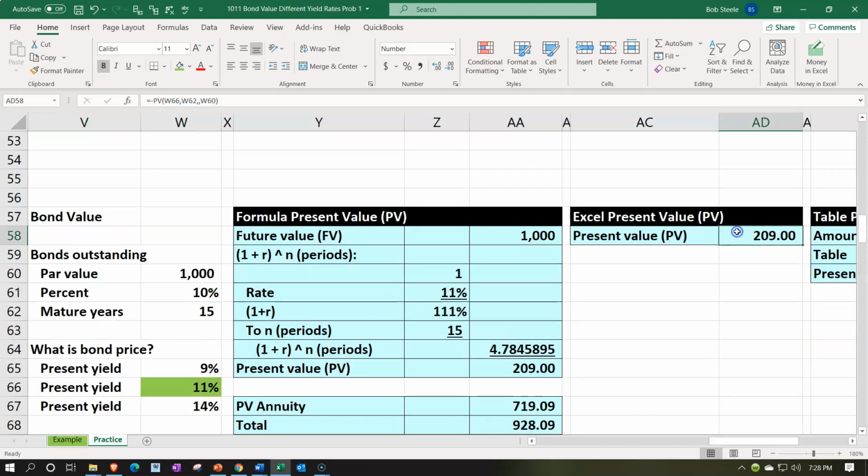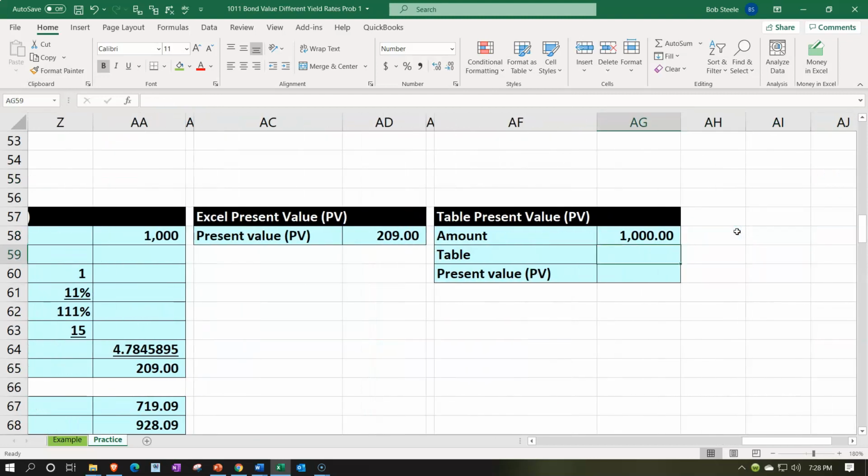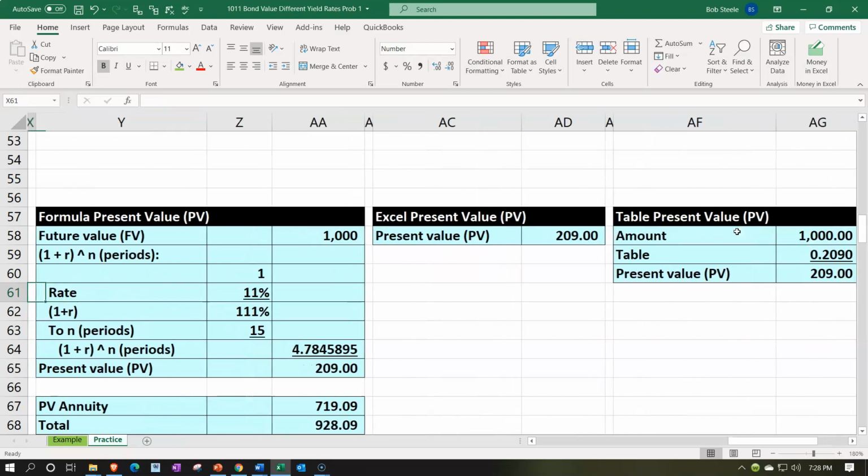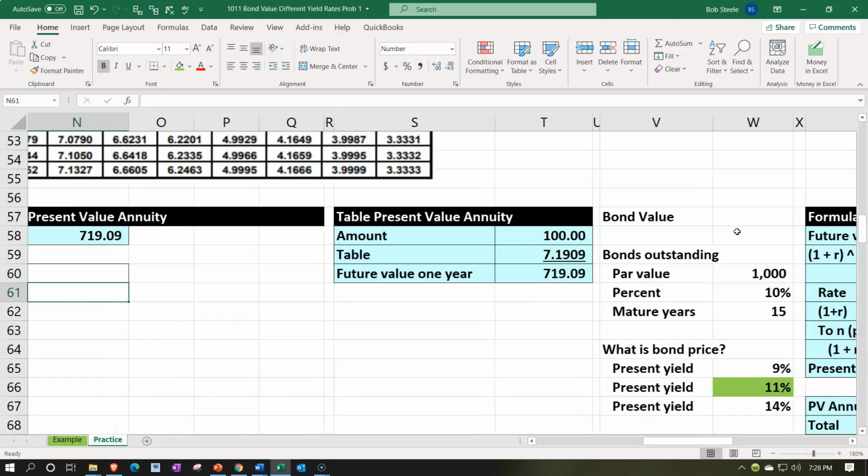0.2090, 0.2090, 0.2090, and this is going to be the 1,000 times the 0.2090, giving us, that's not right. Hold on, this is 1,000 times the 0.20. There it is, the 209. I must have hit time. I must have hit, I don't know, multiply, divide. I probably hit divide, but now it's right.